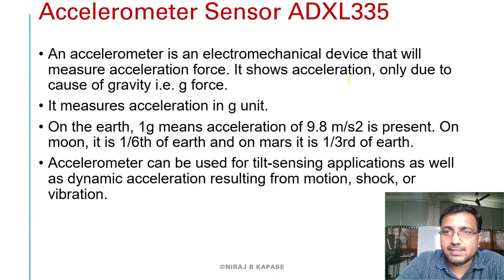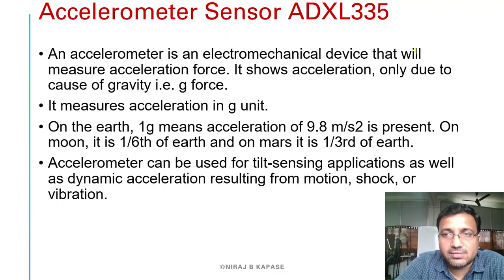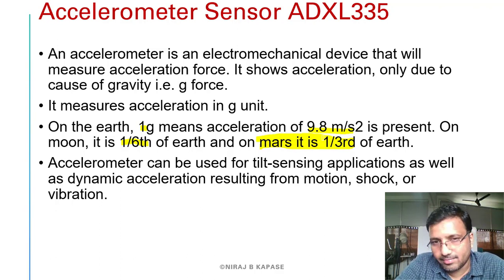The acceleration sensor ADXL335U. The ADXL335U is an accelerometer sensor. It is an electromechanical device that measures acceleration force. It shows the acceleration due to gravity, that is G force, and measures acceleration in units of G. On the earth 1G means 9.8 meters per second squared, on the moon it is 1/6 of that, and on Mars it is 1/3 of the earth. That's why the weight on the earth is more than on the moon or Mars.